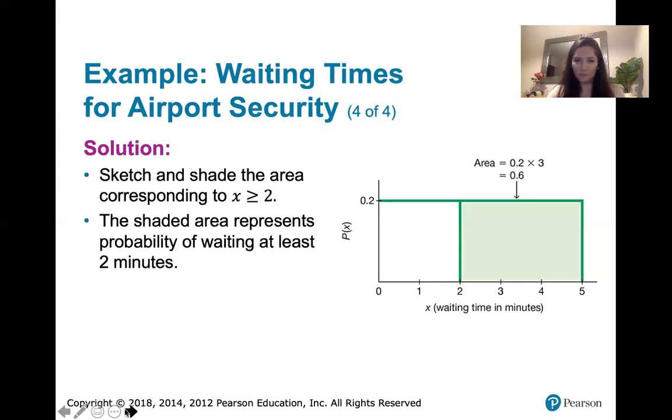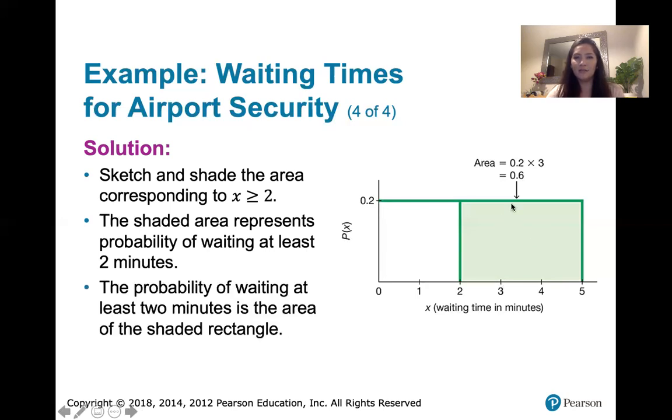And then remember, when you're talking about continuous probability distributions, the area under the curve represents a probability. So the shaded area here represents the probability of waiting at least 2 minutes. In order to find the area, you just multiply the length and the width. So you've got 3 times 0.2, which is 0.6. Now, in order to interpret that 0.6, you might move that decimal over twice and say, what does that mean? Well, that means that you have a 60% chance of waiting 2 minutes or more than 2 minutes when you arrive at that airport. That's what that area under the curve means.